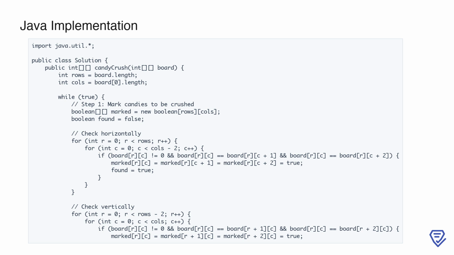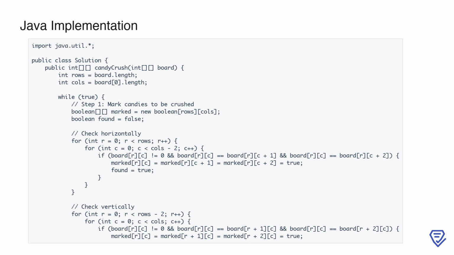Inside the loop, the first step is to identify any candies that need to be crushed. We initialize a Boolean 2D array called mark to track which cells contain candies to be removed. Additionally, we use a found flag to indicate whether any crushable candies are detected during this iteration. The algorithm starts by checking for horizontal matches. For every row, we iterate through the columns, stopping 2 columns before the end to avoid out-of-bounds errors.